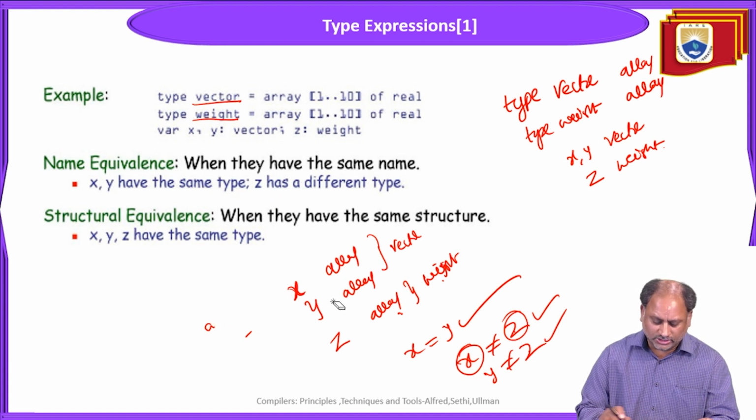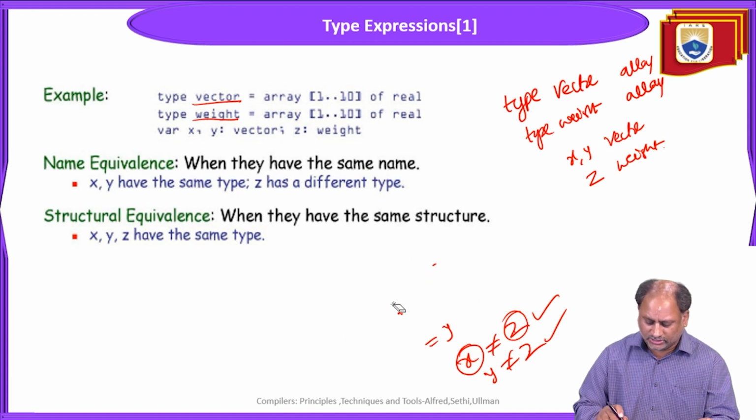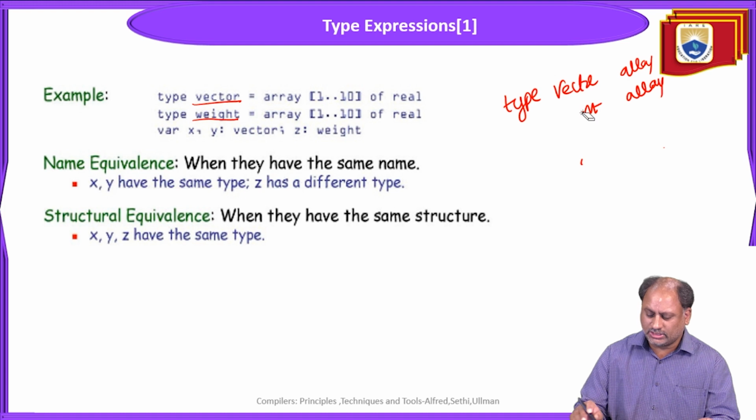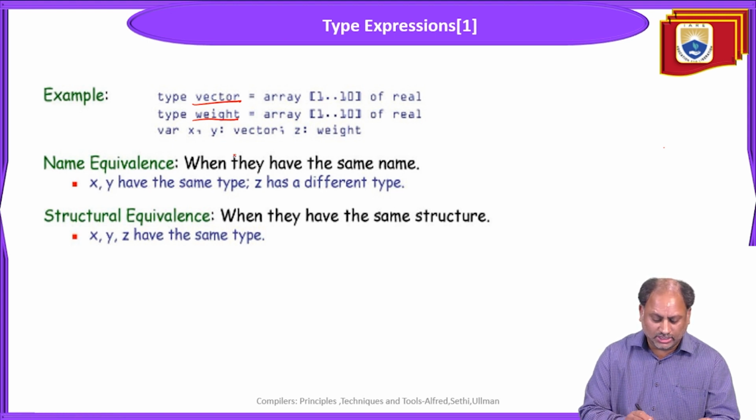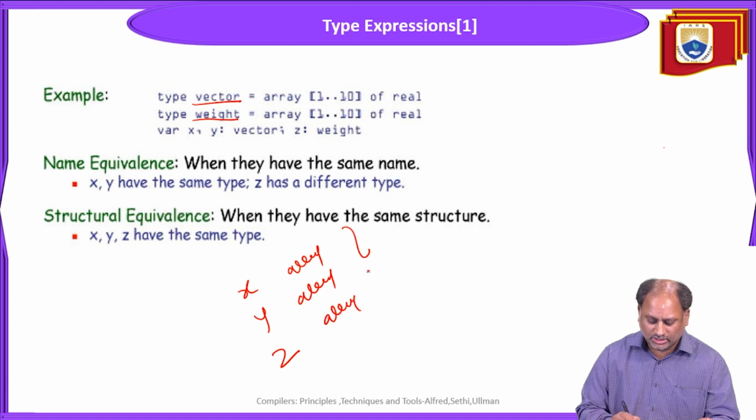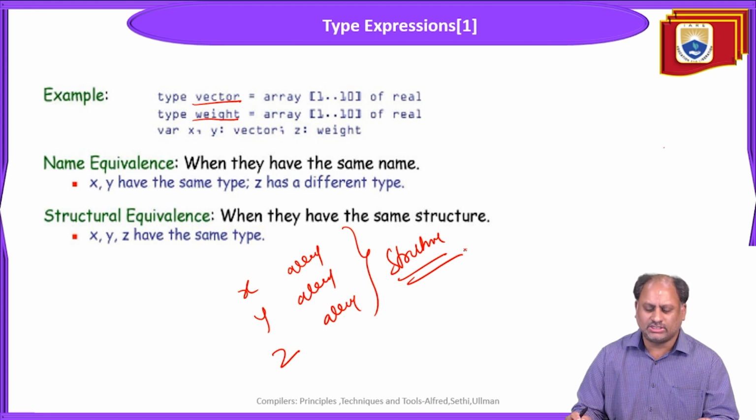Whereas if you come to the structural equivalents, here x and y have the same type. That means here we are going to verify the type expression. Type expression says what the variable is which holds the corresponding type. That means what is the structure? Here x is of what type structure? Array type structure. And y is of what type structure? Array type structure. Z is of what structure? Array type. So the structure is the same. That's why it is called structural equivalence.